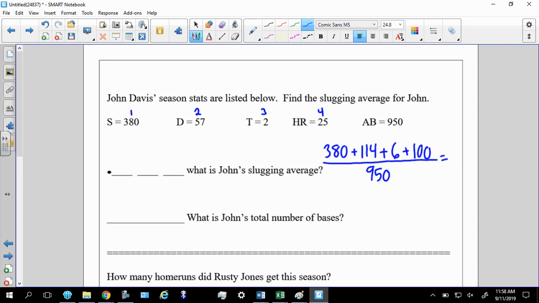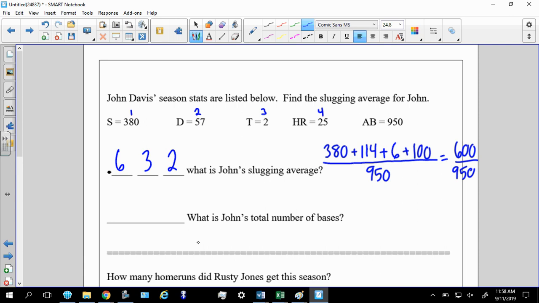Let's see. So when I add all this up, I get 600. So 600 over 950. Do the math. Slugging average of 632. That's pretty good. That's pretty good for him.